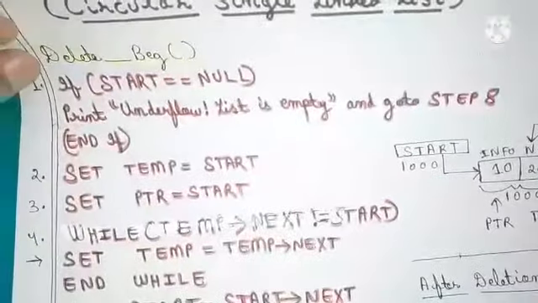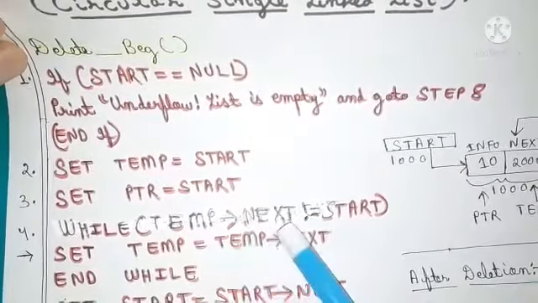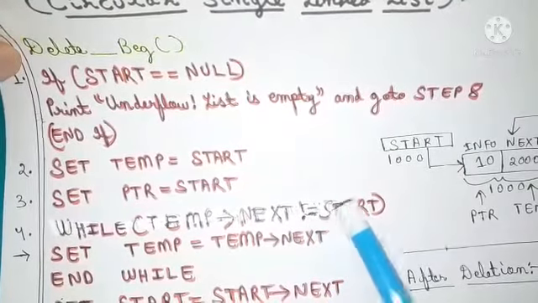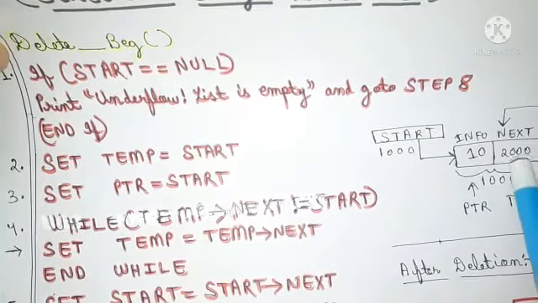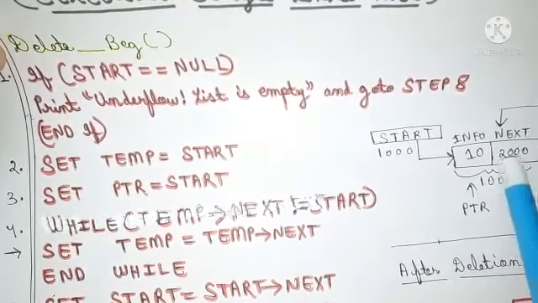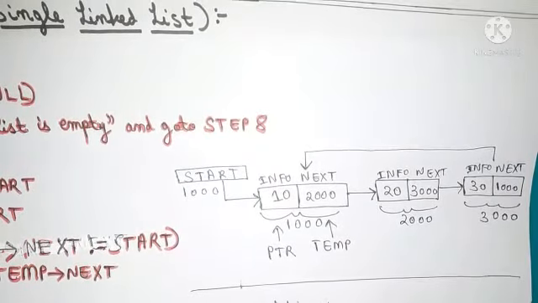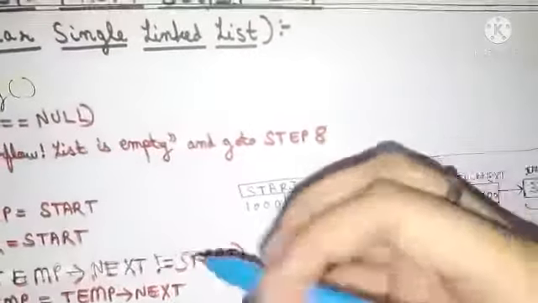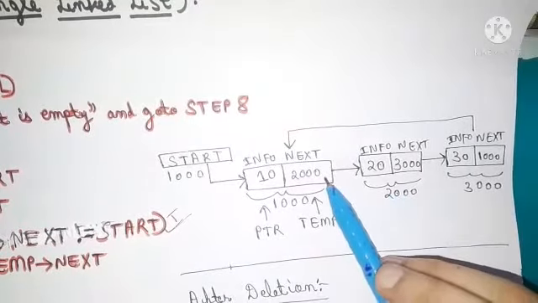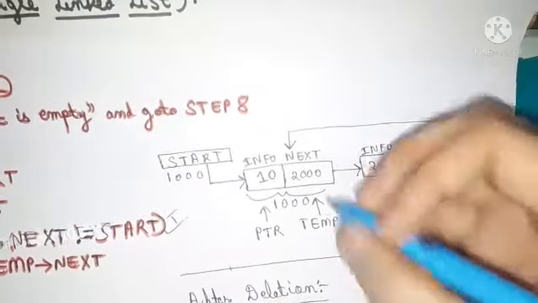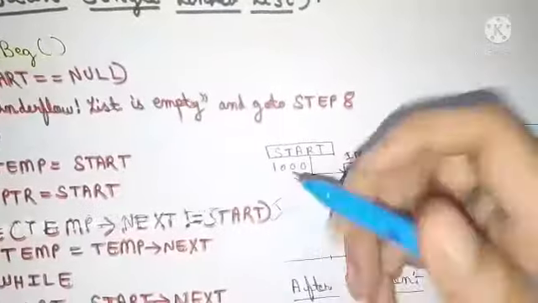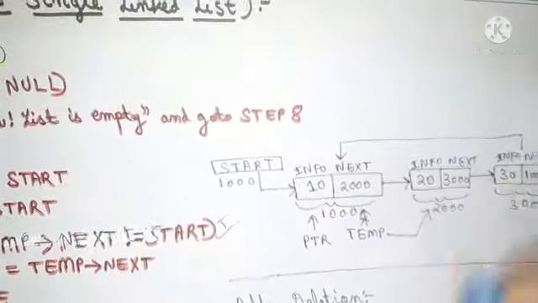Then we will use the while loop, that is temp next not equals to start. This will check whether the next pointer of our node points to the start node or not. So first of all, here it will check. Here it is pointing to the next node whose address is 2000. So this condition becomes true. Then again it will check. Here the next node is there, so this condition becomes true. So this will be executed and temp will move to the next node.